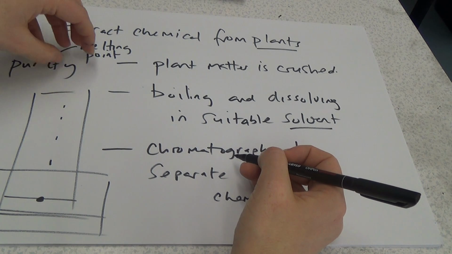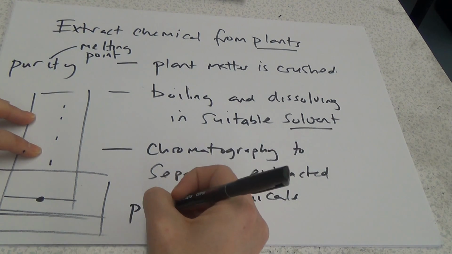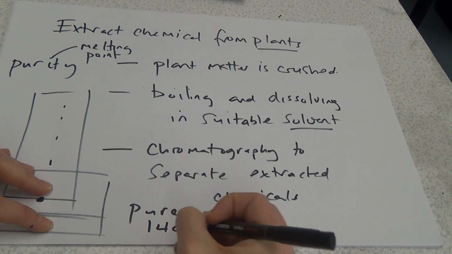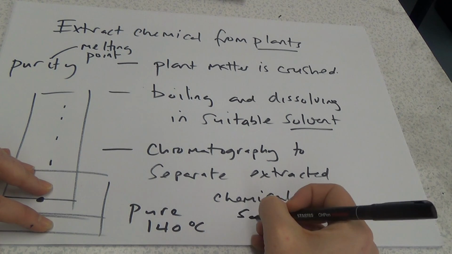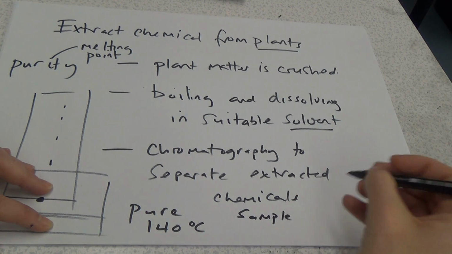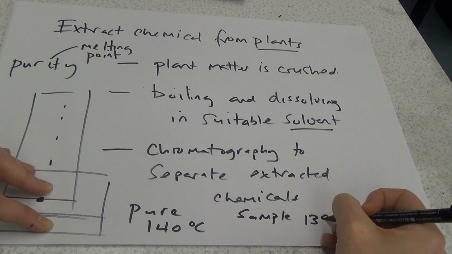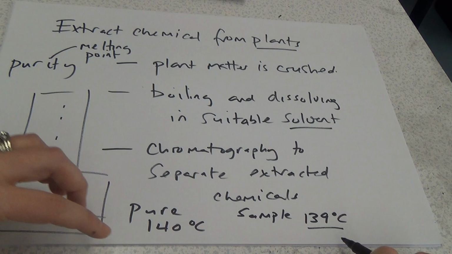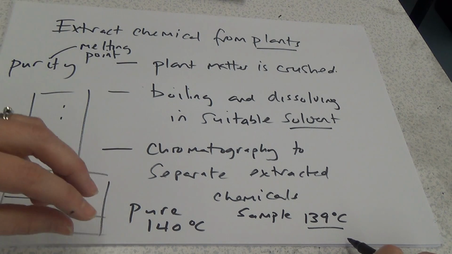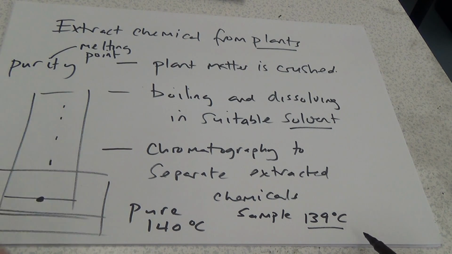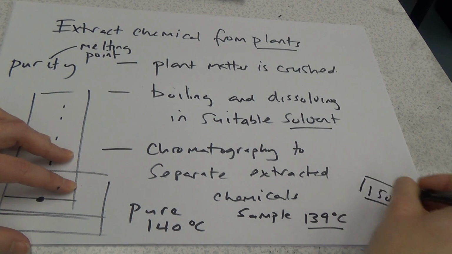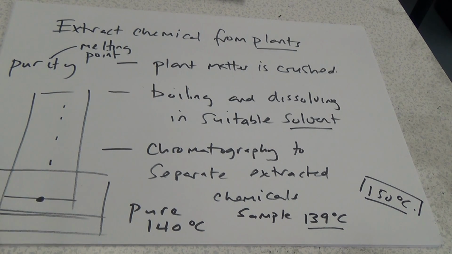So in the case of purity and melting point, you might have a pure substance, for example, that has a melting point of, let's say, 140 degrees Celsius. The sample that you have collected has a melting point of 139 degrees Celsius. That would be close enough to say it's probably the chemical, but it's a little bit impure. If your sample was actually 150 degrees Celsius, you would probably be looking at a different chemical, and potentially you don't have the chemical that you think you do have.